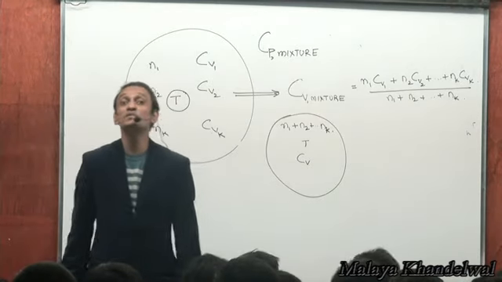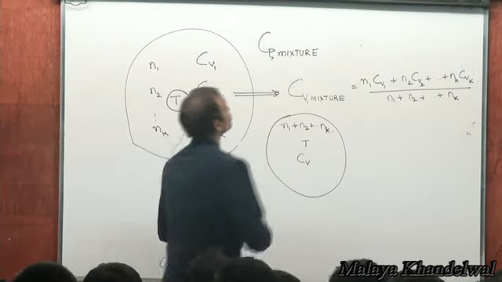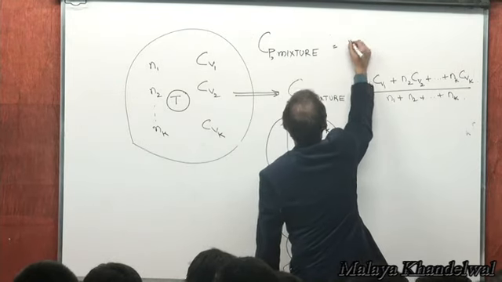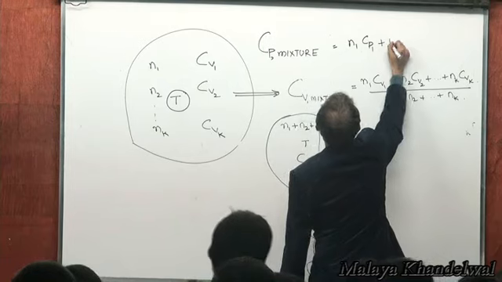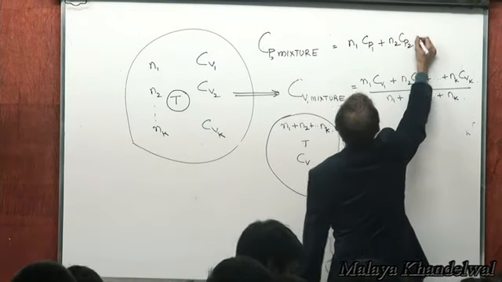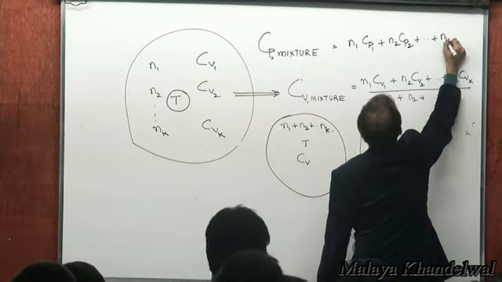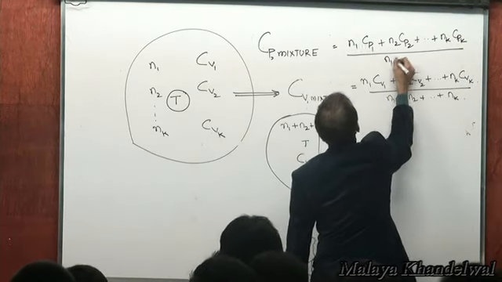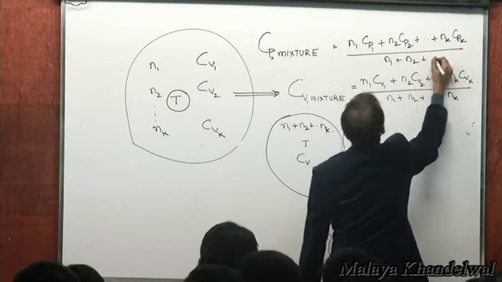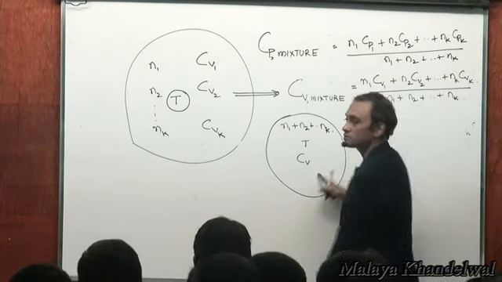Similarly, Cp for the mixture is going to be the weighted average of their Cps: N1 Cp1 plus N2 Cp2 plus Nk Cpk divided by N1 plus N2 plus Nk. Did you understand this?